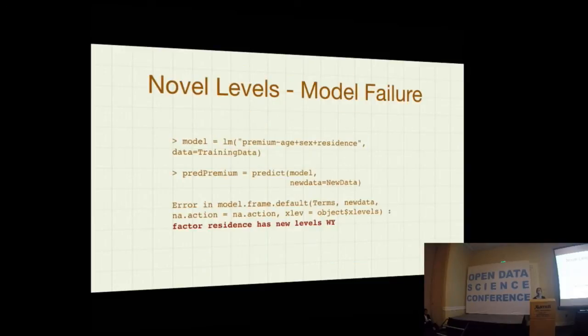Well, what will happen if you try to run an existing model that was trained on that training data on this new data? It's going to fail because it's going to see this new level, Wyoming, and it's just going to say, I've never seen it before, can't run, and it will crash. So what we're going to try to do is find a solution that keeps us from crashing and hopefully also gives us a really good answer, a good prediction for the Wyoming customers as well.